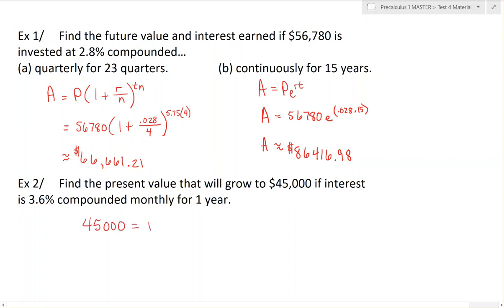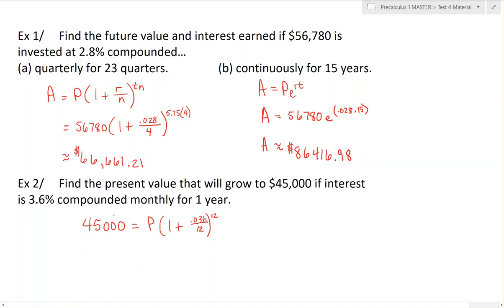and we're trying to find the present value, and that's 1 plus 0.036 divided by n, the number of times it's compounded in a year's time, and that is going to be 12, to the t, that's just our 1 year, and the n is again 12, the number of times it's compounded per year. So if I wanted to solve for P, then I would just divide by this 1 plus 0.036 over 12 all to the 12th, both sides.